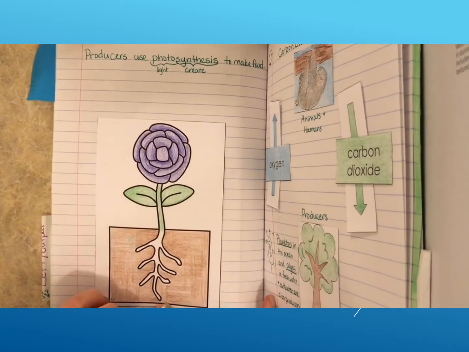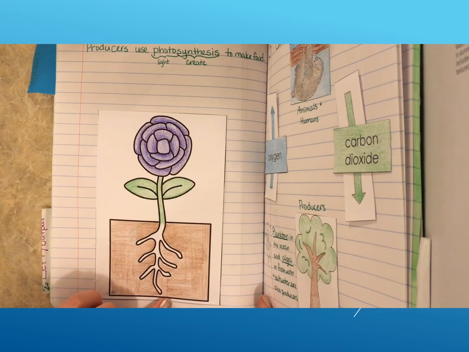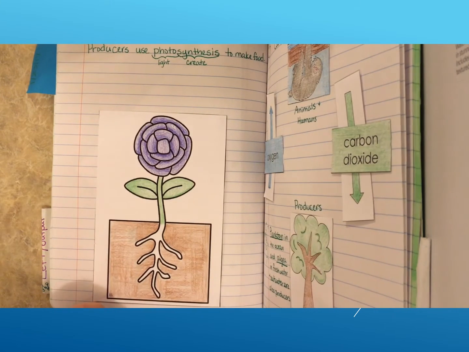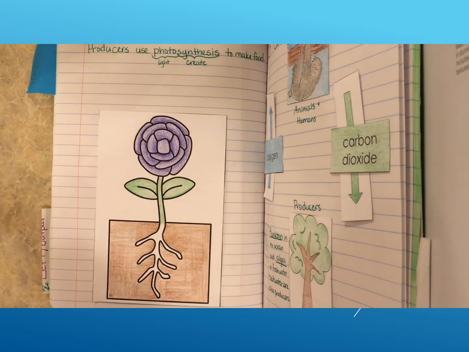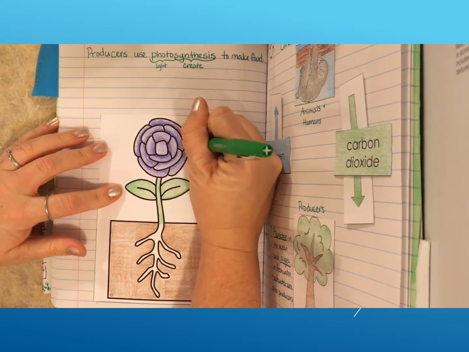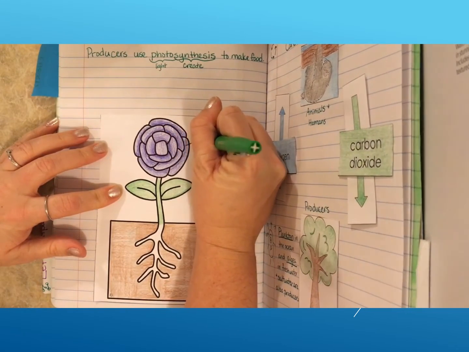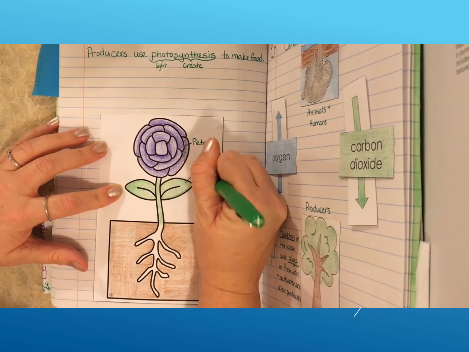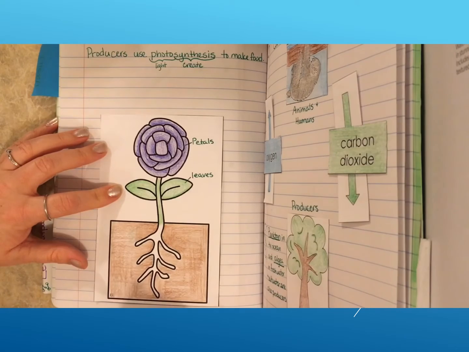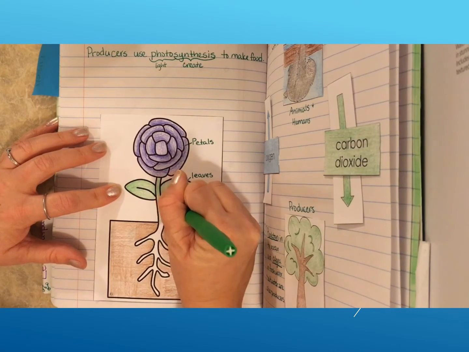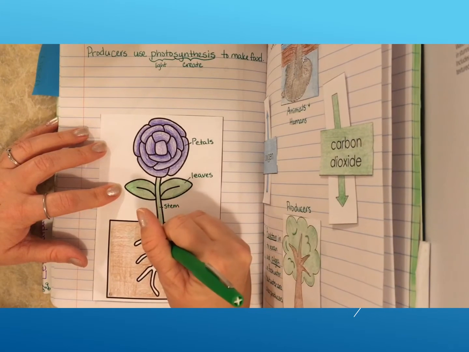So you're going to color your flower. Right here, you have another example of a producer. We're going to label some of their parts as a review. Of course, we have the petals and the leaves and the stem and the roots.